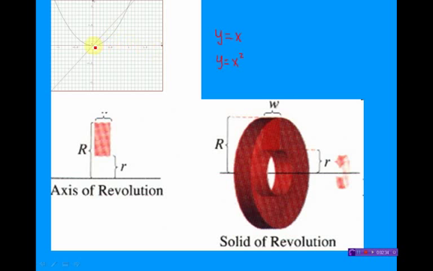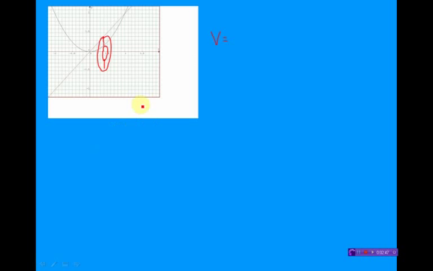And of course, since we're in calculus class, what we're going to do is end up summing a whole bunch of little washers all the way from 0 to 1. So let's go back to the previous page and see if we can do an equation.